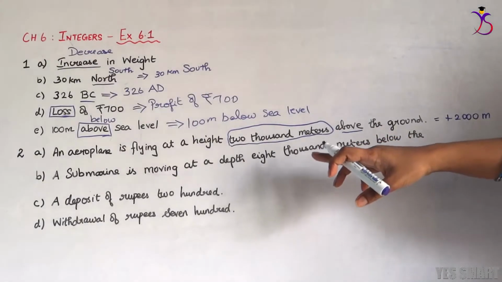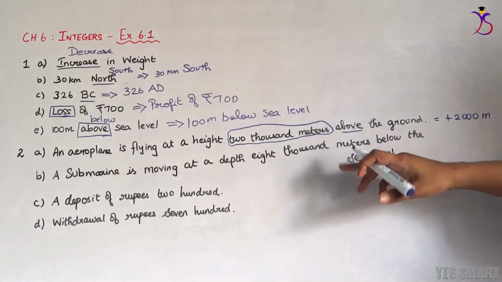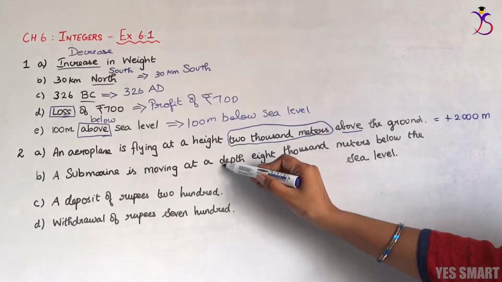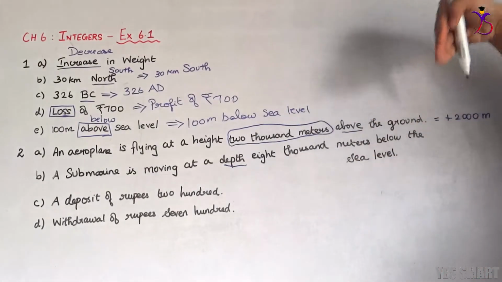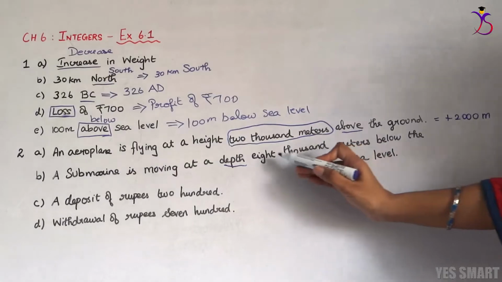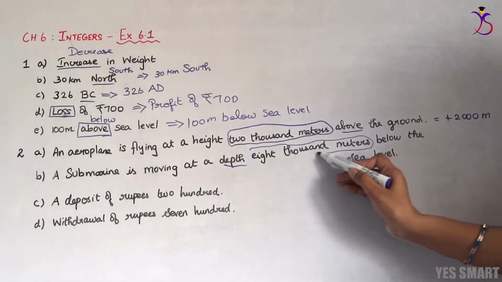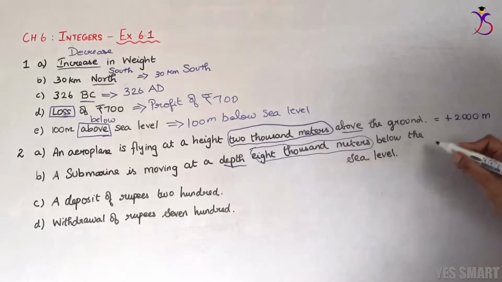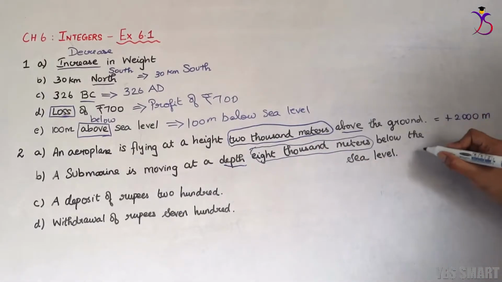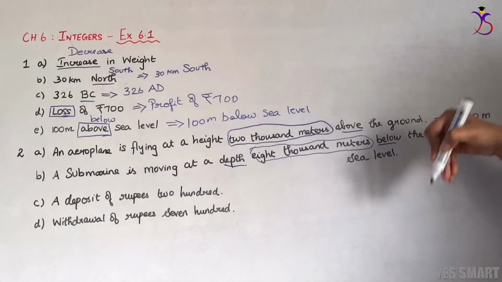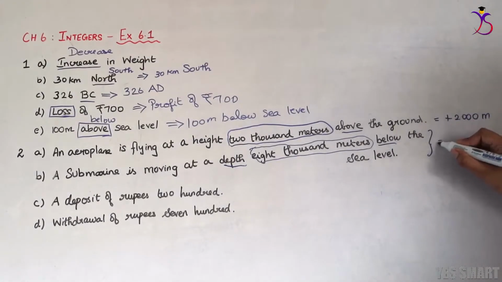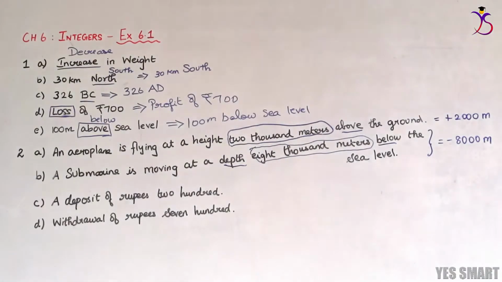Now moving on to B sum, a submarine is moving at a depth of 8000. So depth is the keyword here. I am highlighting it. Depth means it is going deep, and 8000 meters, I am just highlighting 8000 meters below the sea level. Below is the keyword, which is downside. Therefore we have to write minus 8000 meters. Since they have given 8000 meters, I have included that value.